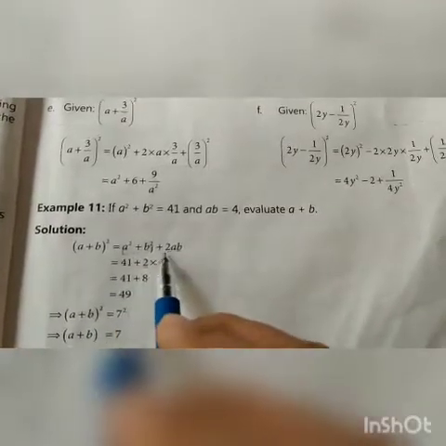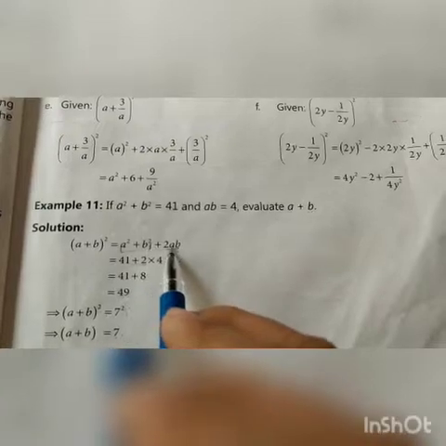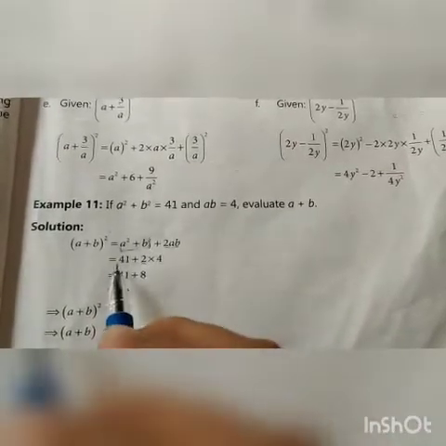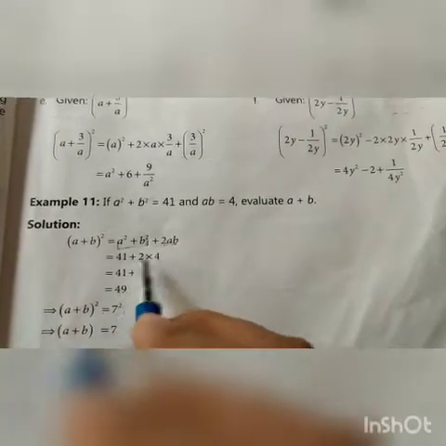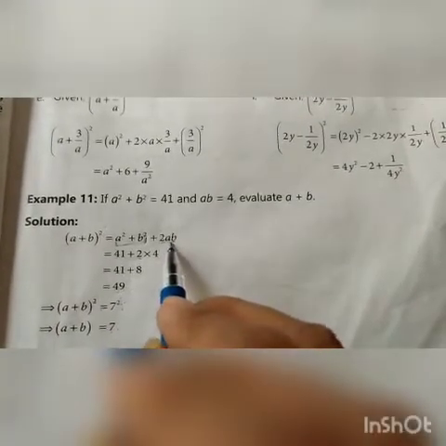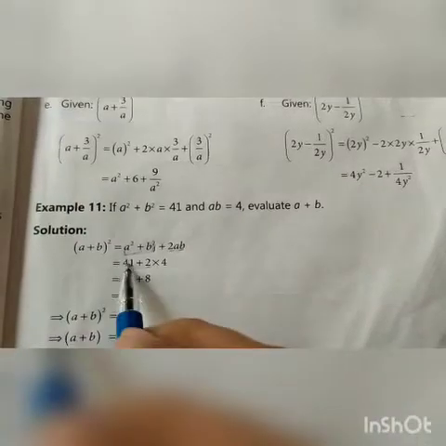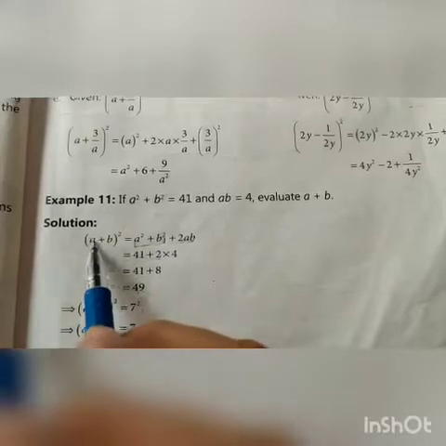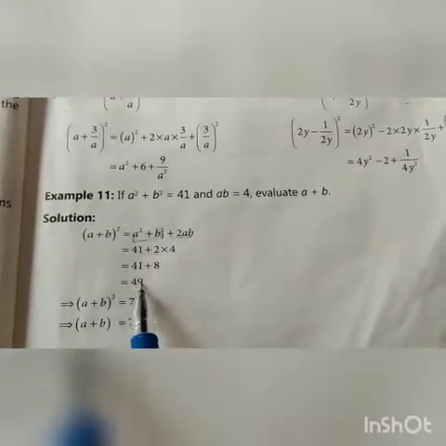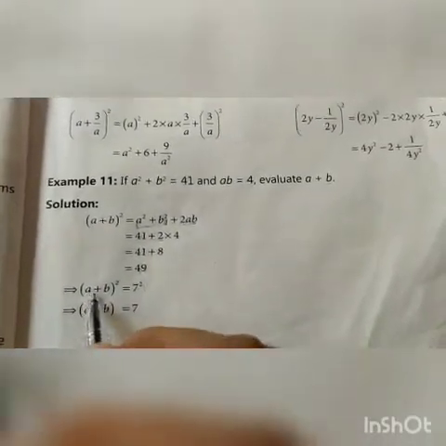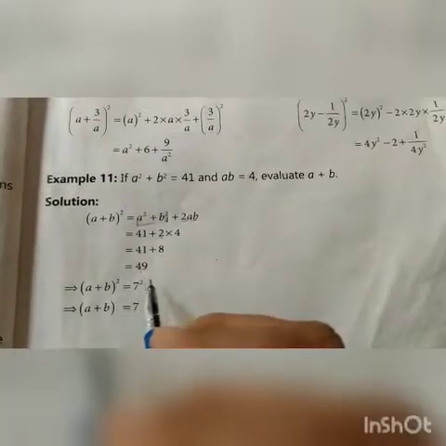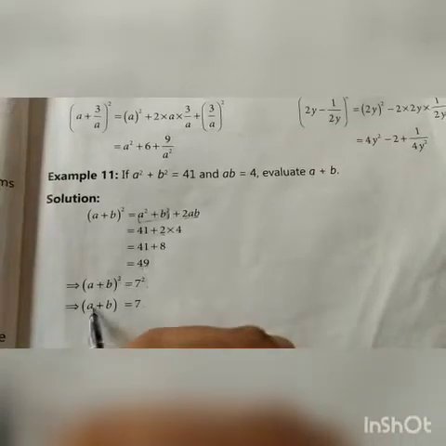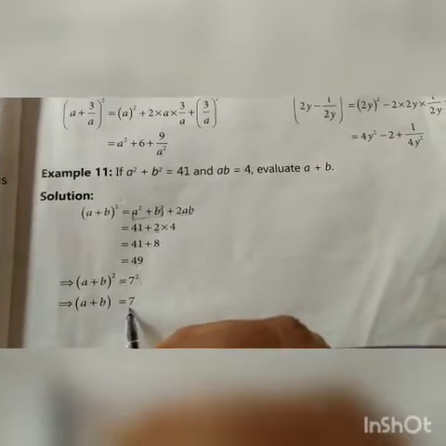We will put the value of a square plus b square and ab. In place of a square plus b square, we will write 41, then plus 2 multiply, the value of ab is 4. So 41 plus 2 fours is 8. It is equal to 49. It means (a plus b) whole square is equal to 49. So we can write 49 as 7 square. The square is cancelled. So a plus b is equal to 7.